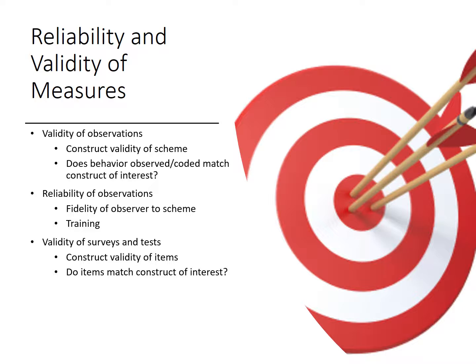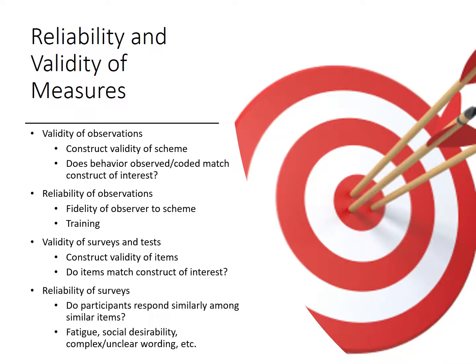All of those really measuring the same thing in the construct of interest. And then reliability of surveys. There's kind of two ways to think about this. One is, do the participants respond similarly among items? So I want that internal consistency. If I have 10 items about enjoyment of math, then the scores on those items should all be similar. I should have a strong internal consistency.